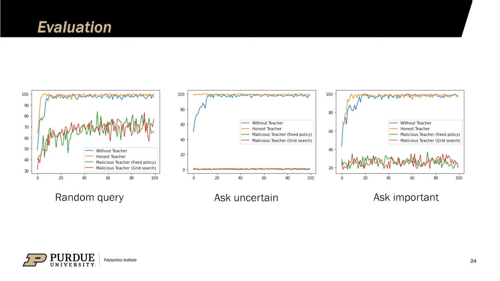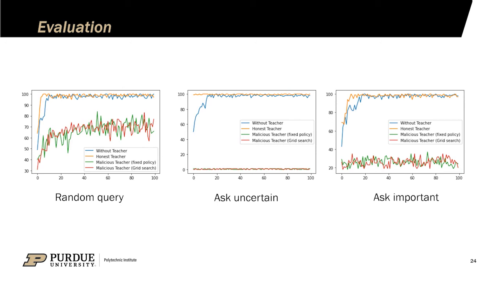And these are our experimental results. We evaluated our experiments in 3 different query models: random query, ask uncertain, and ask important. There are 4 curves in each figure: without a teacher, honest teacher, malicious teacher with fixed policy, and malicious teacher with grid search strategy. Generally, an honest teacher can accelerate the learning process of the student. Compared with the case where no teacher is involved, a student can gain higher rewards with an honest teacher or with an expert.